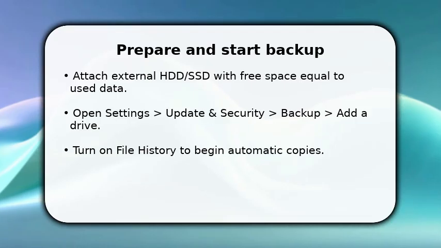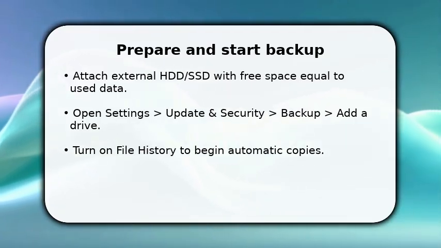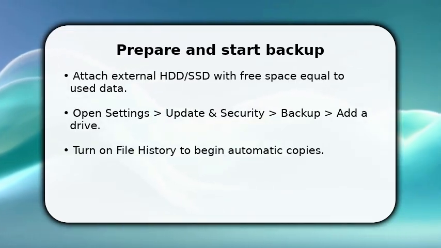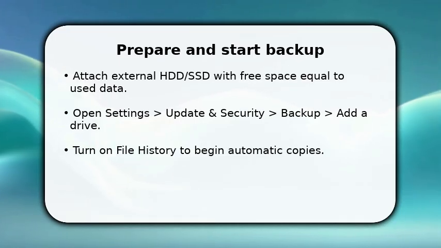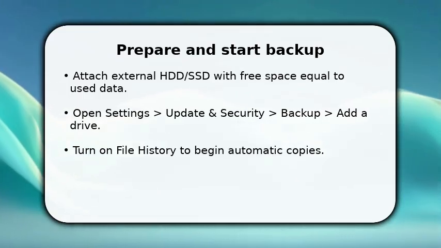You're starting now? Plug in an external drive with enough free space and make sure it's powered. Once connected, open Settings, go to Update and Security, then Backup. Choose Add a Drive and pick the external disk you attached. You do this so Windows can write file history snapshots to a safe location. Make sure space shows correctly, otherwise stop and free up or choose a larger disk.